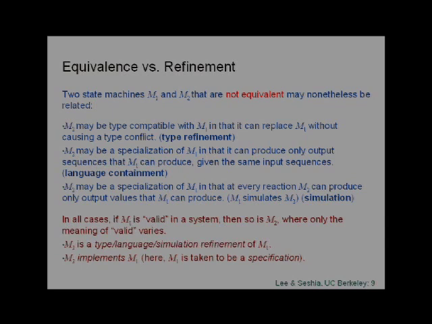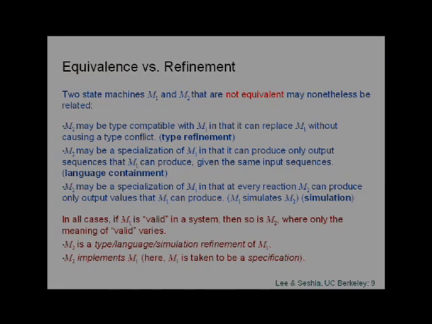So these two state machines, if you have two state machines M1 and M2 which are not equivalent, they can be related in other ways. For example, the state machine M2 might be what we'll call type compatible with M1, meaning that if I had originally state machine M1 and I took it out and I plugged in M2, M2 would be able to receive the same inputs that M1 did, and it will be able to provide outputs that whoever M1 was talking to can still receive, right? So it's compatible in that respect.